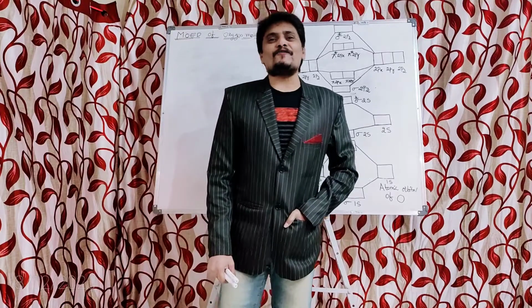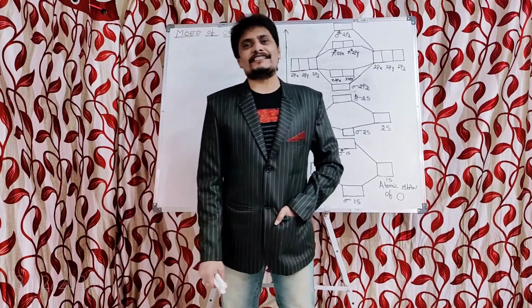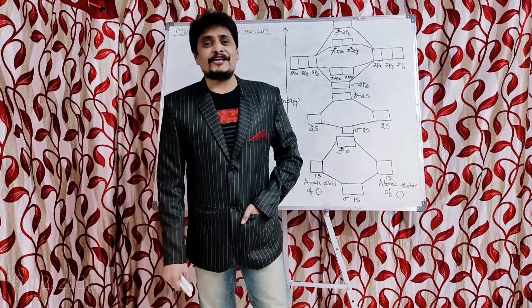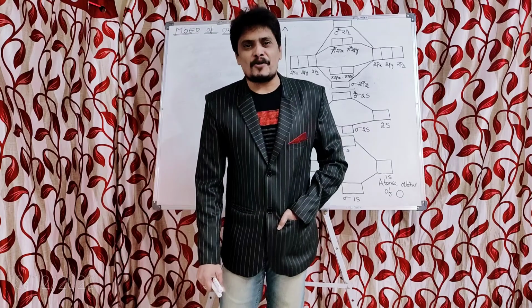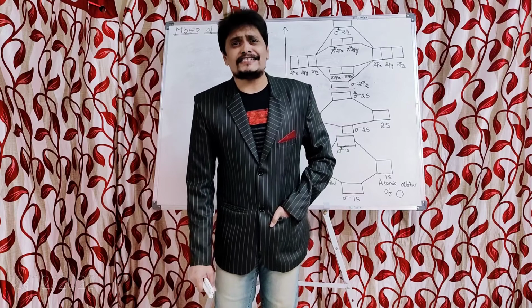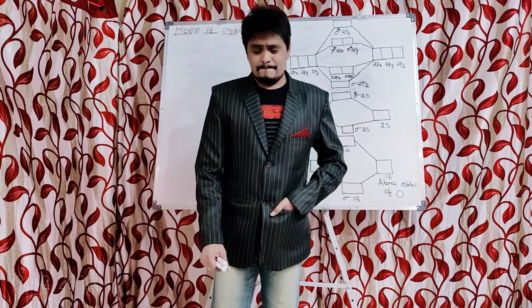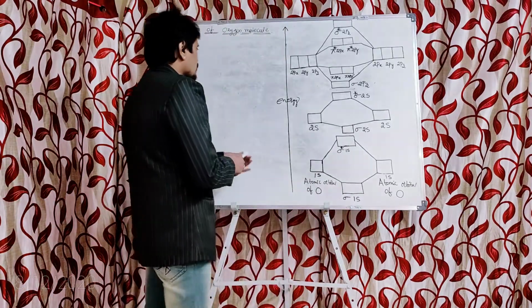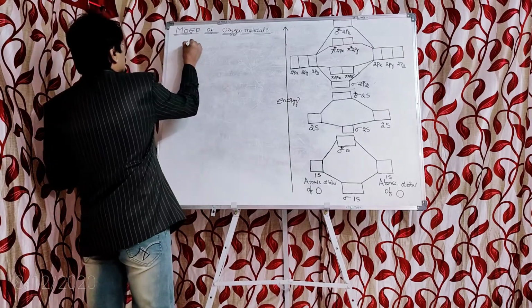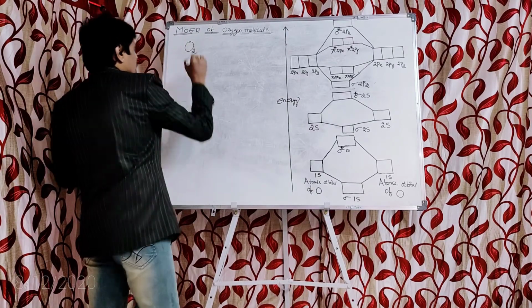Students, as a part of engineering chemistry first unit, that is molecular structure and theories of bonding, today I am going to explain to you about the molecular orbital energy diagram of oxygen molecule. Now what is oxygen molecule? O2 is the oxygen molecule.